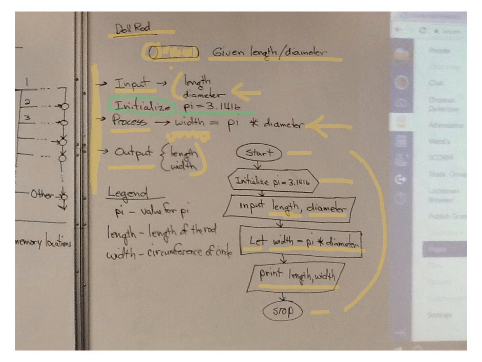Every flow chart that we do will have a start and a stop. One start, one stop. This is sequence because we're just going straight down. We're not looping, we're not making decisions. And then over here I made a legend explaining what the variables are.